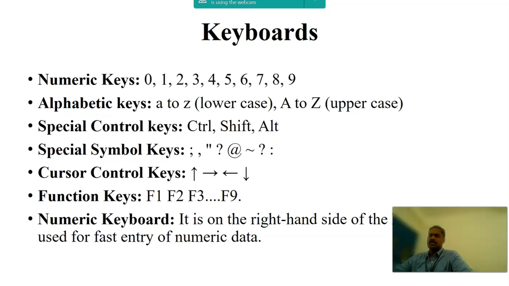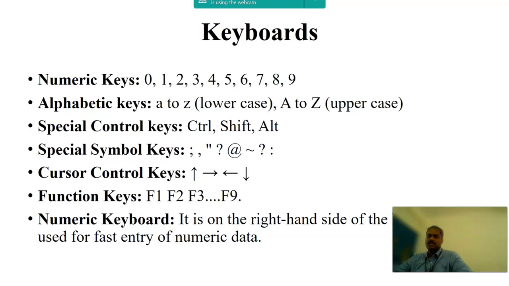For that reason the shortcut keys were introduced. Special symbol keys are also available, like the @ symbol and question marks. These keys we use while entering our mail IDs, where we use the @ symbol. Then cursor control keys, like up arrow and down arrow. Suppose we want to navigate in a document, we can use these arrow keys to navigate across the document to read the information.